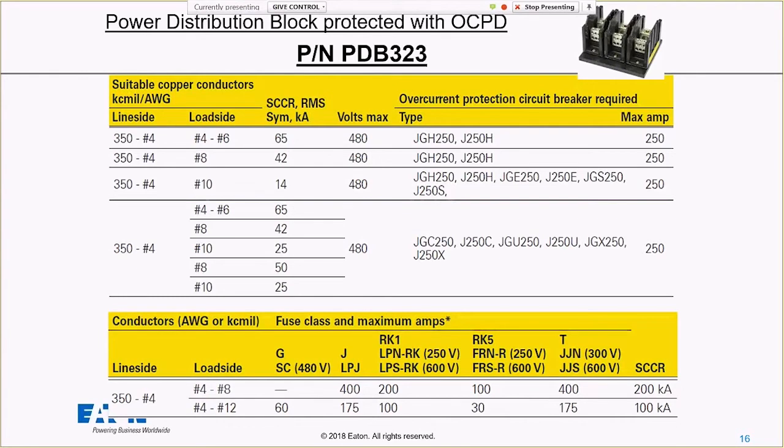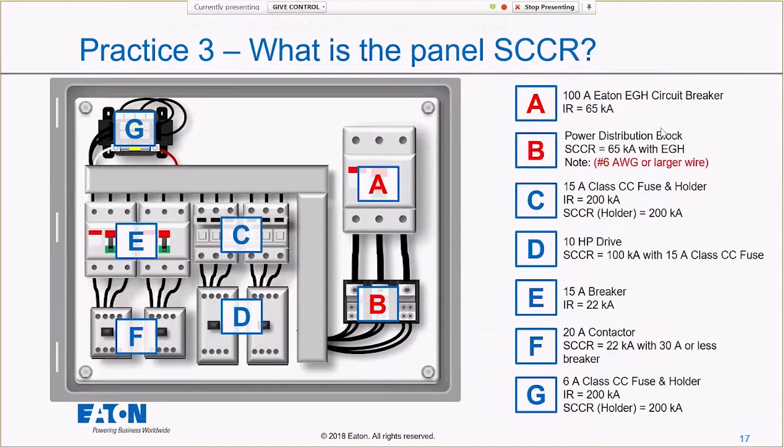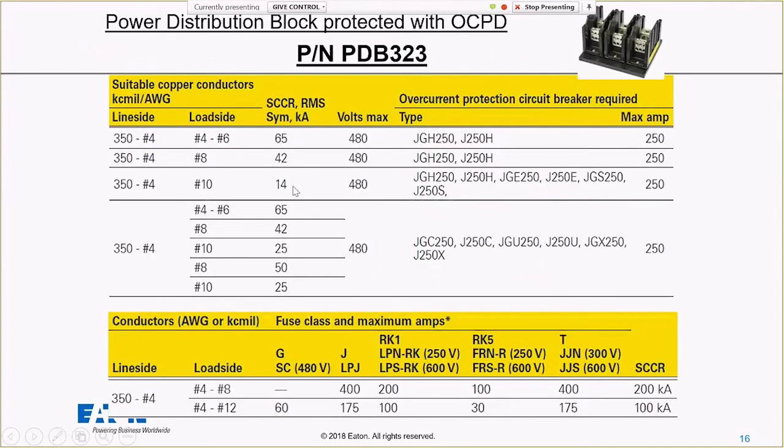But what you can see here is with the breaker, in my first three short circuit current ratings, look at this overcurrent protection circuit breaker required. The first one listed there is the same part number for all of those. It's my same maximum voltage, and it's my same maximum amp rating. But I have three different short circuit current ratings possible. It could be 65, 42, or 14. How can it be three different short circuit current ratings when I'm using the exact same breaker in front of it? Well, it's because it depends on what load side conductor I am using in this.